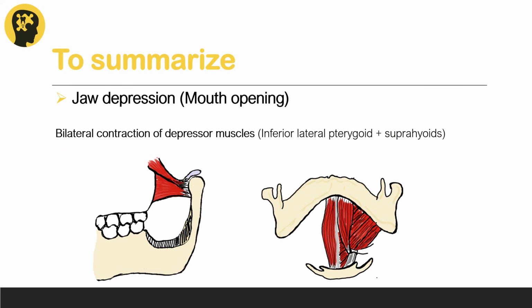Okay, it's time for a quick summary now. Let's categorize muscles by the movements that they are primarily responsible for. So firstly, jaw depression or mouth opening is a result of gravity, obviously, and bilateral contraction of depressor muscles, which are the inferior lateral pterygoid muscles, and the suprahyoids, mainly the anterior belly of the digastric, the mylohyoids, and the geniohyoids.